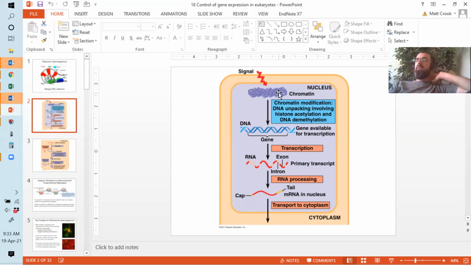And typically we think about this in terms of a signal from outside the cell, right? So a cell is told, you're going to do such and such, or you're going to be such and such, right? And that signal has to make its way from outside the cell, through the cell membrane, and then into the nucleus somehow, through either a chain of signaling events or something that goes there directly.